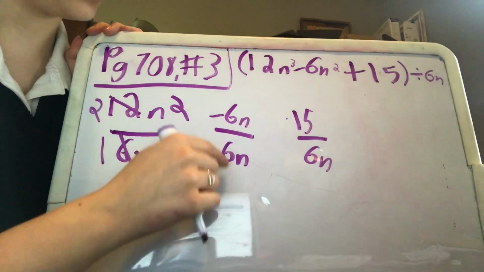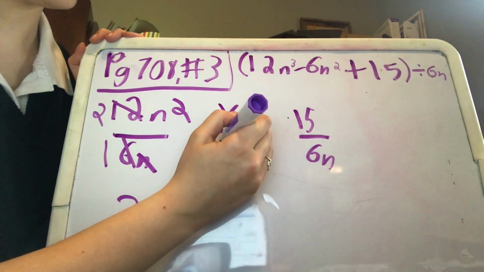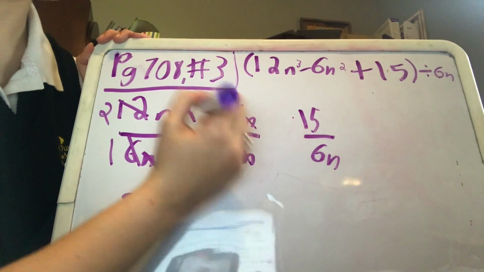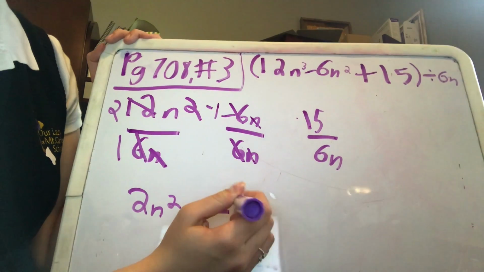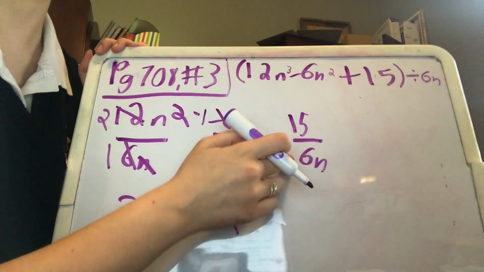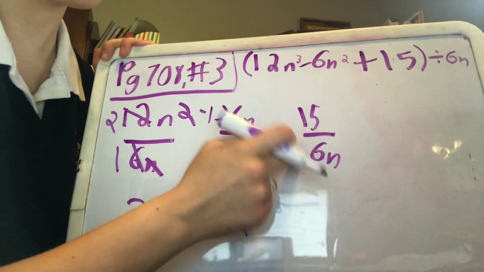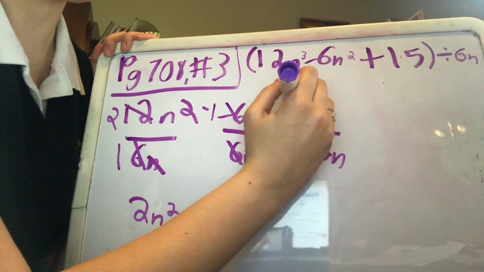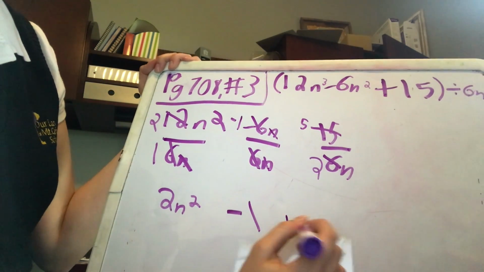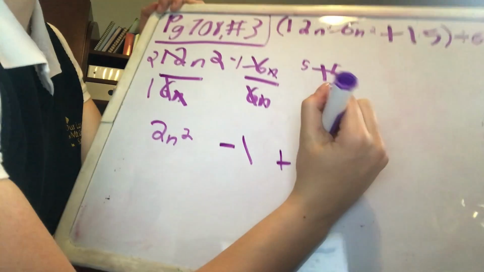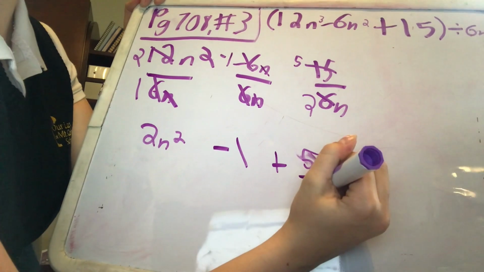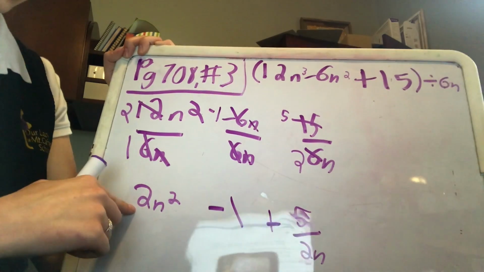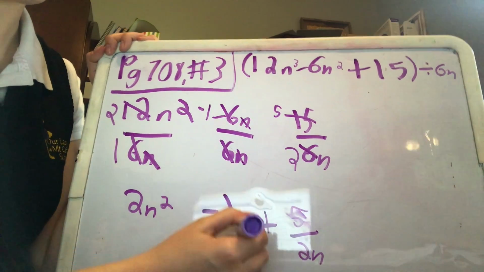Okay, negative 6n divided by 6n. Again, if you divide both sides by 6, you'll end up with negative 1. Then we can cancel out the n's, and it's just still negative 1. Then 15 over 6. You can divide both numbers by 3. So then this is 2. This is 5. So then you have plus 5 over 2n. And there's your answer for number 1: 2n squared minus 1 plus 5 over 2n.